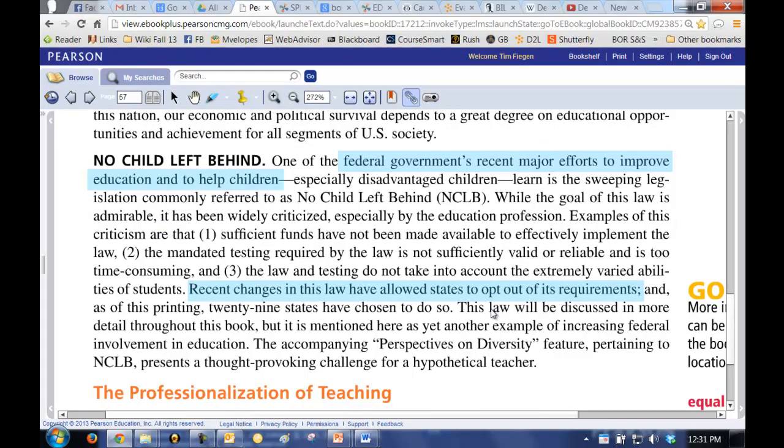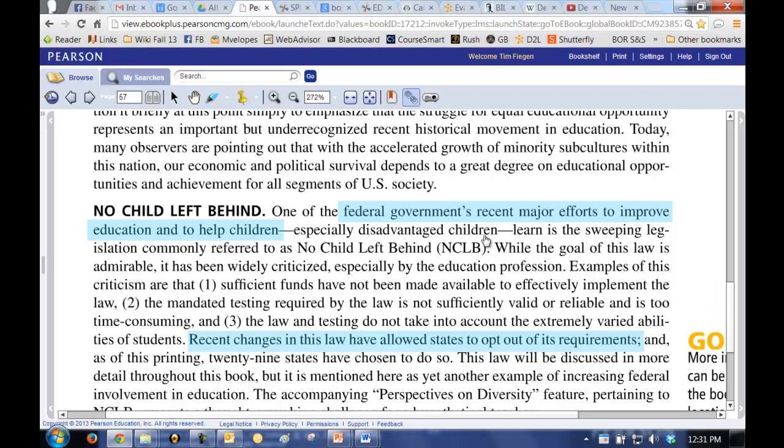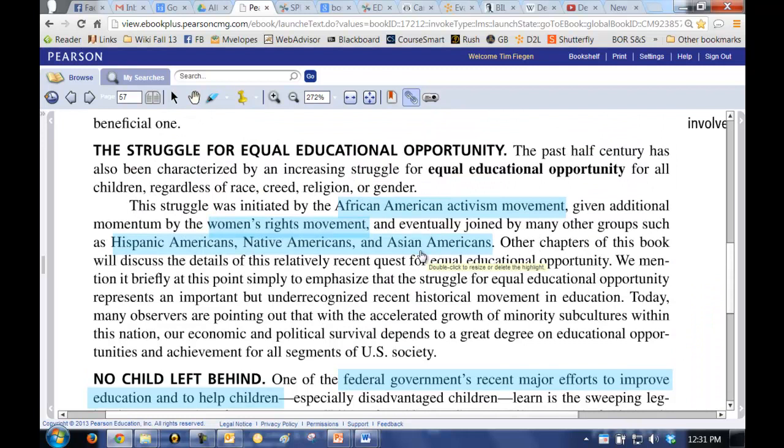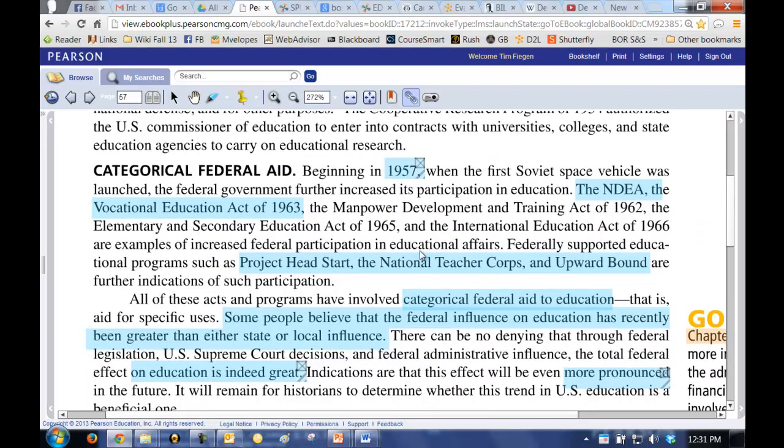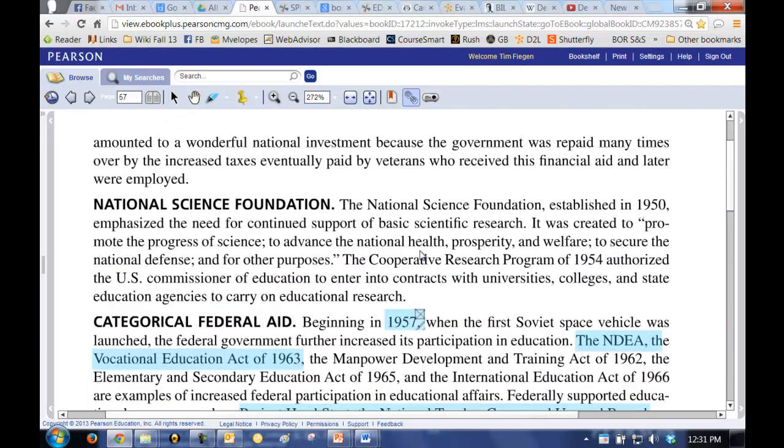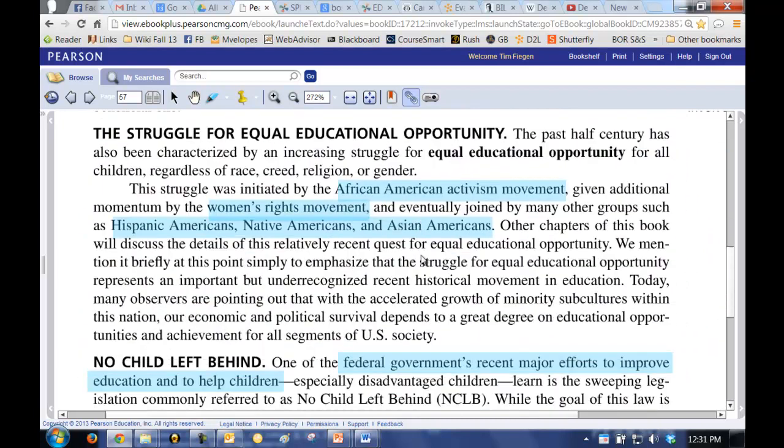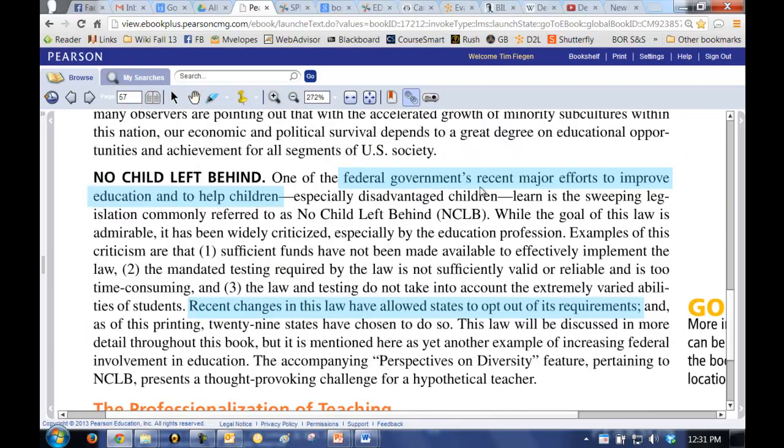Federal government's recent major efforts to improve education to help children. This is so interesting because they're very accepting and complimentary of these other steps in the federal government's involvement. But look at this one. The No Child Left Behind, it says the most recent major effort to improve education and help children, especially disadvantaged children, sweeping legislation commonly referred to as NCLB, which the goal of the law is admirable but has been widely criticized. And then they go on to list the criticisms.